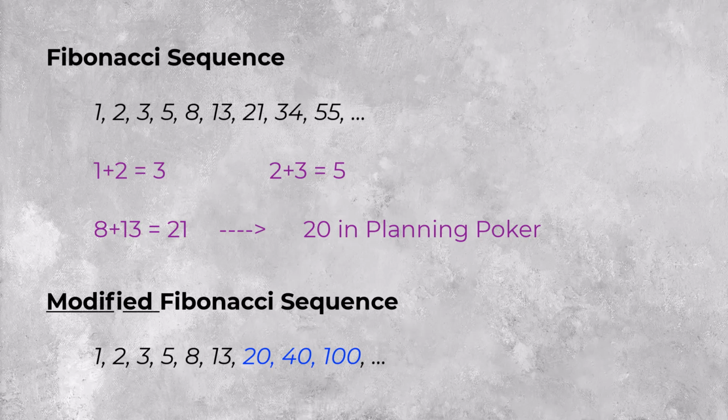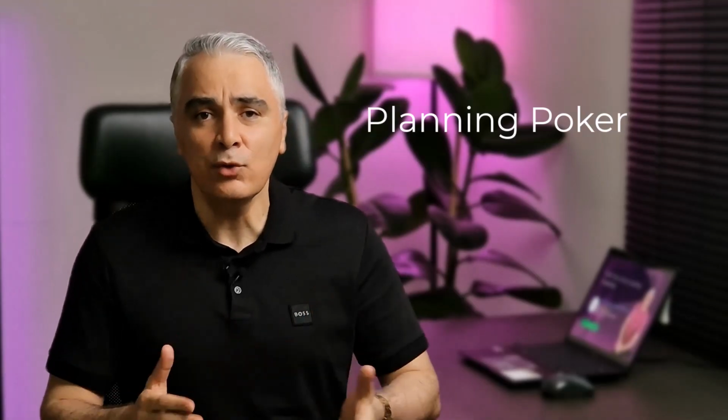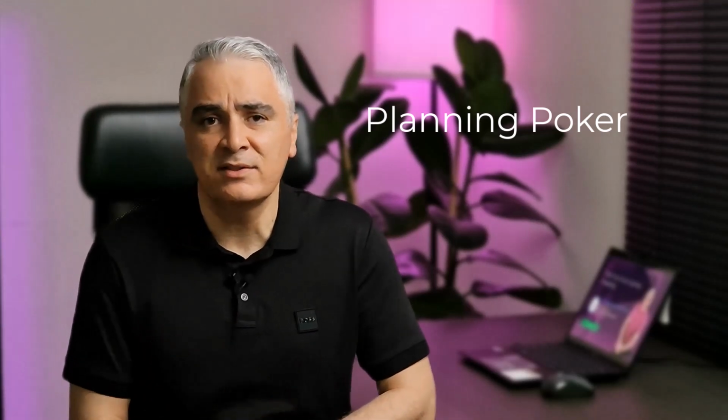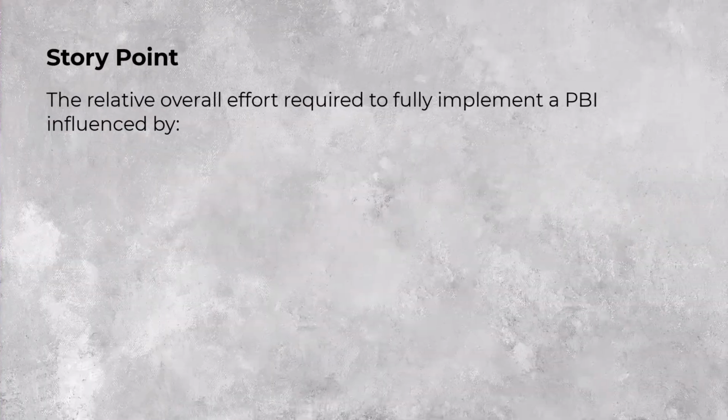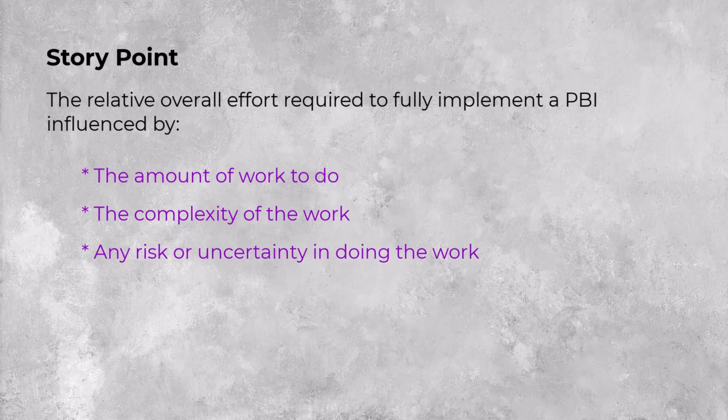According to the estimation unit, you will have various decks of cards. Let's get started with cards for story points. But first, what a story point itself is. Story points are estimates of the relative overall effort required to fully implement a PBI influenced by the following factors: the amount of work to do, the complexity of the work, and any risk or uncertainty in doing the work.